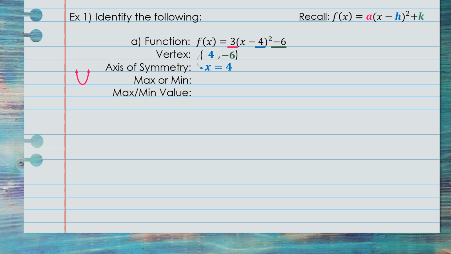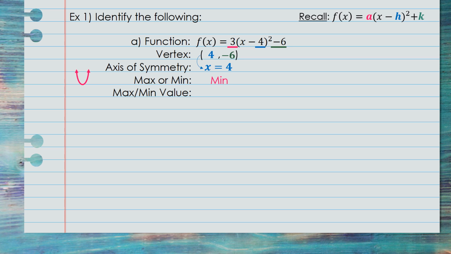If it's facing upwards, then you can clearly see there is one particular point at the low side of the graph. Since it's the lowest point, that means this will have a minimum.